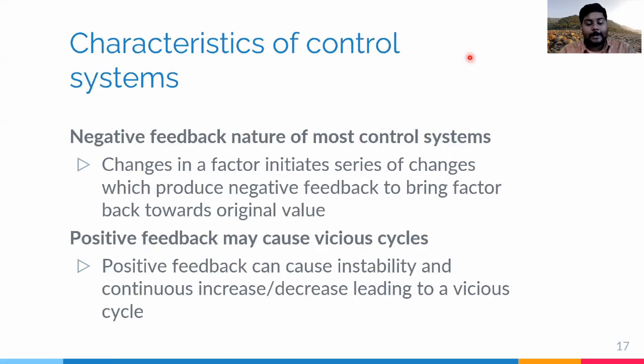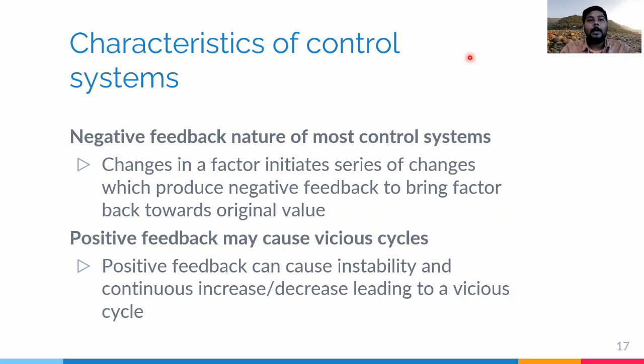After discussing examples of various control systems so that we have an idea what exactly control systems do, let us consider various characteristics of the control systems themselves. One of the major things we have to understand about control systems is that most control systems in our body are negative feedback in nature. What does negative feedback mean?